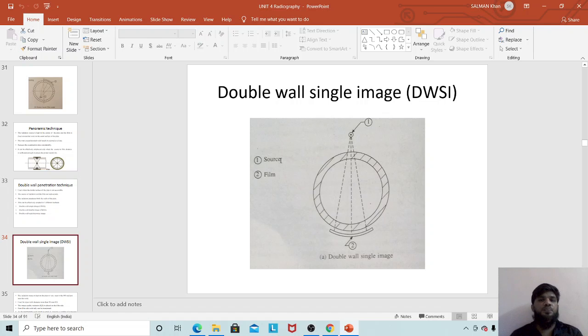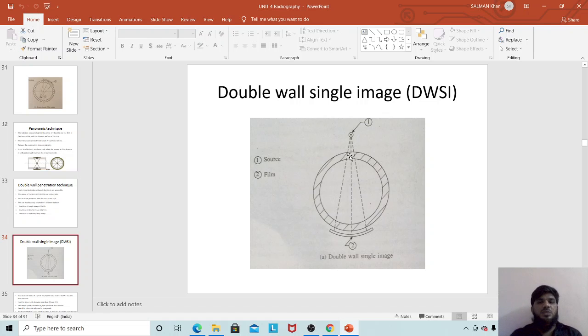If you want a single image, on one side of the pipe you keep the source, that is the radiography source, either a gamma source or an X-ray source. On the other side, you have an image receiver, where you receive the image of both the pipe walls. Most probably this is done for small diameters like 90 mm.